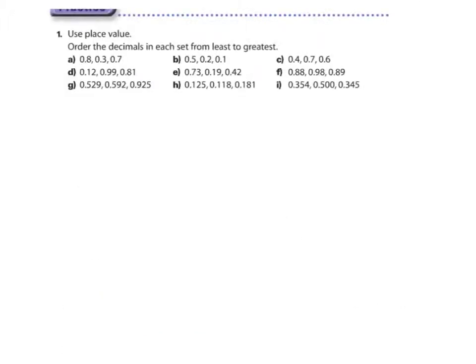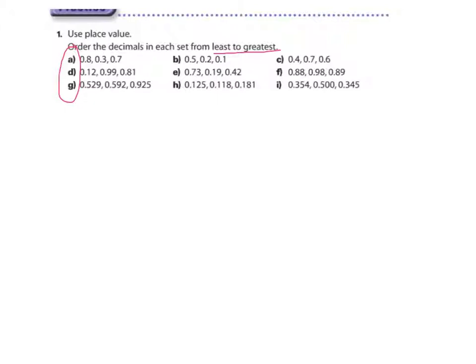Alright, to practice, we are going to do some of the questions in question 1. We're going to do A, D, and G. So you're going to order them from least to greatest. Take a moment now and order these numbers from least to greatest on your paper. Go ahead and do that now.